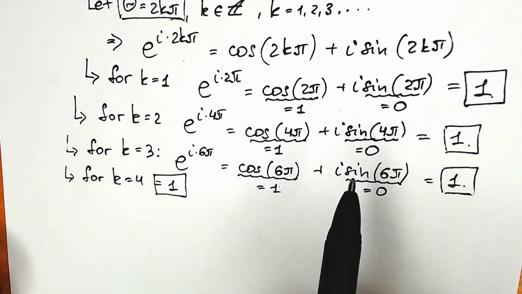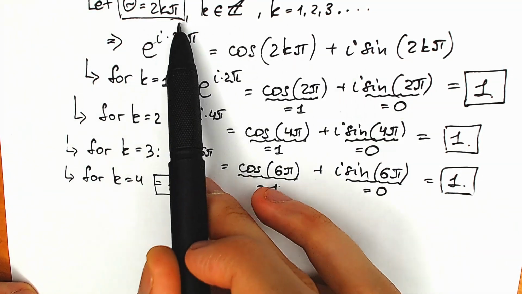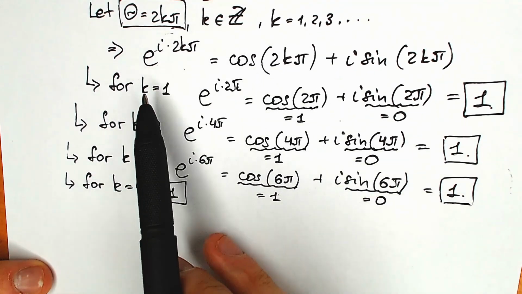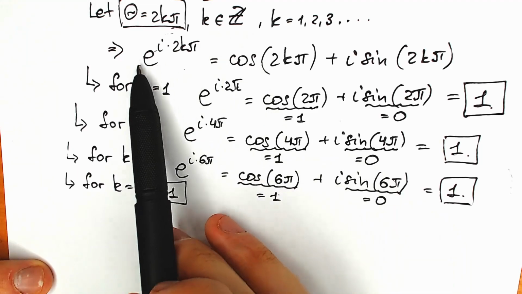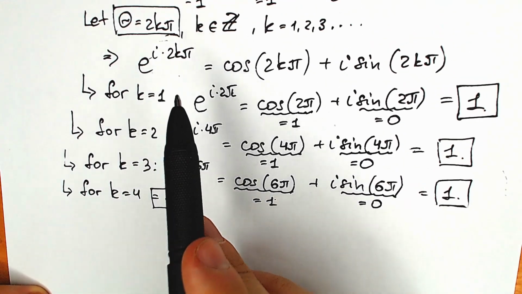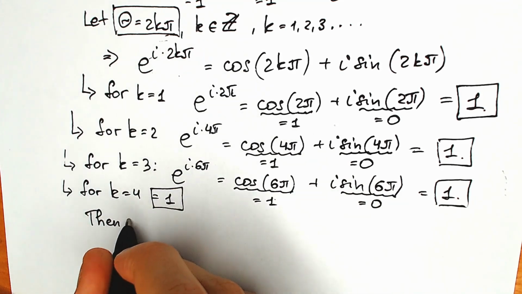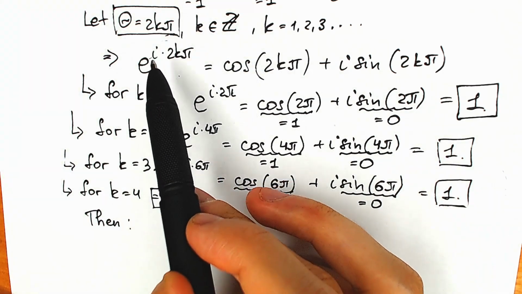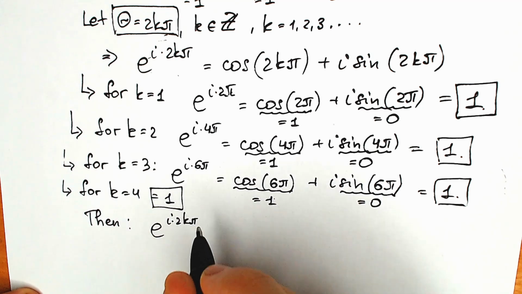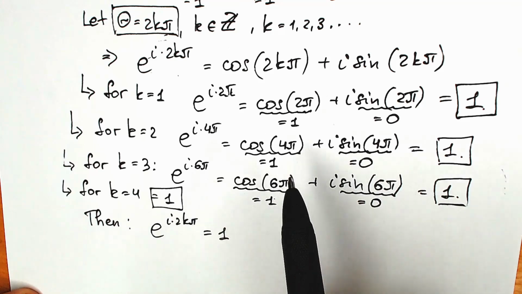And why is this information really helpful for us? This expression on the left side is all the time equal to 1 when k is equal to 1, 2, 3, 4. When k is an integer, every time this expression is equal to 1. So what I mean from these 4 steps, let's write it right here: this expression e to the power i times 2k pi is all the time equal to 1. We proved it right here, equal to 1 when k is an integer.